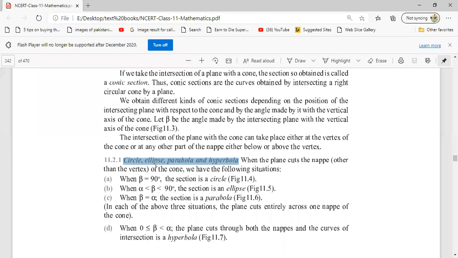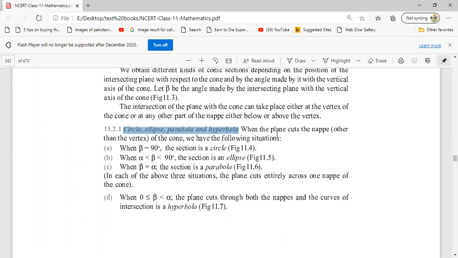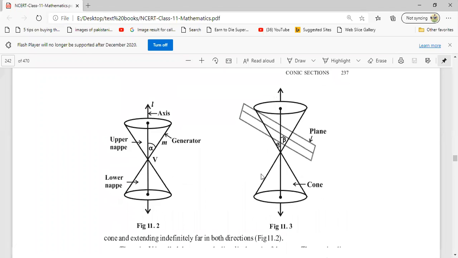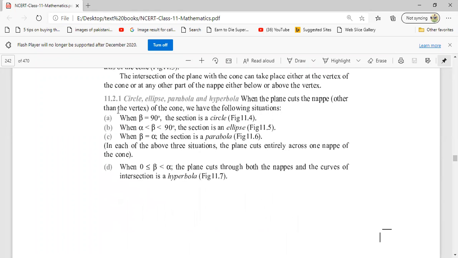So we will get circle, ellipse, parabola, and hyperbola. When the plane cuts the nap other than at the vertex of the cone, meaning the plane should not pass through this point. This is the nap. You can see my cursor. Here, if you pass through this point, it will not make any section, because this is a point. So it should pass other than the vertex.